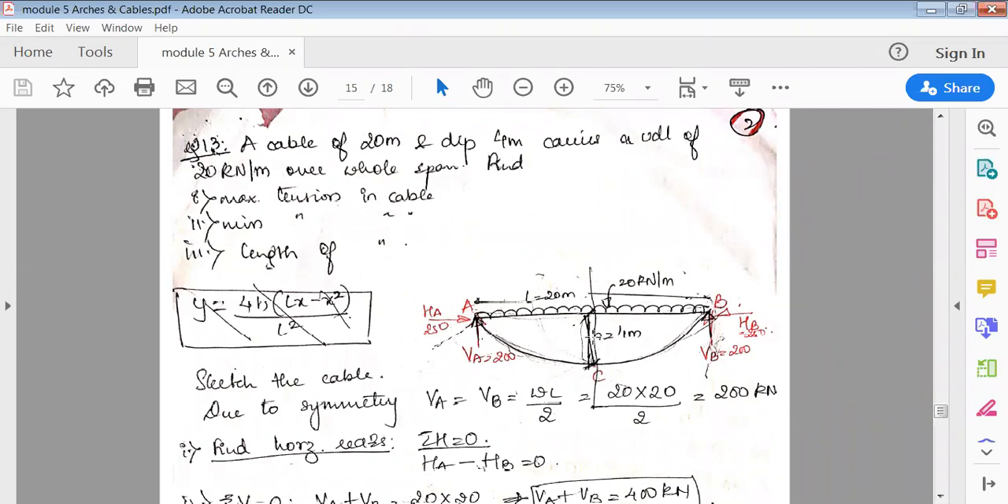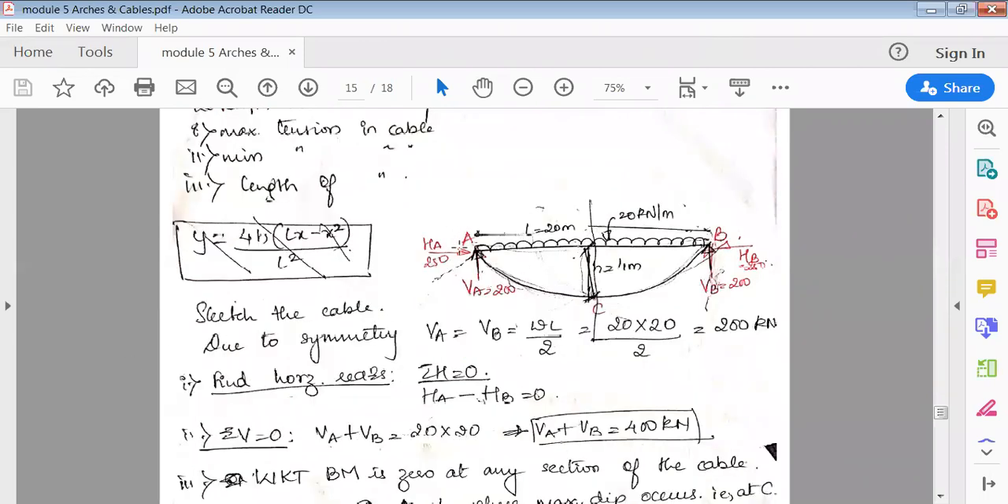So it is only UDL here. So first, as usual, sketch this, and you can see because there is a UDL, there is a symmetry here. So because there is symmetry, downward load is 20 into 20, 400, which will be carried by both of this, VA and VB.